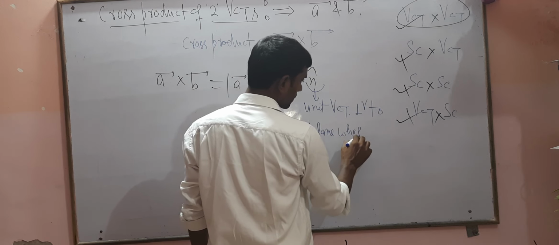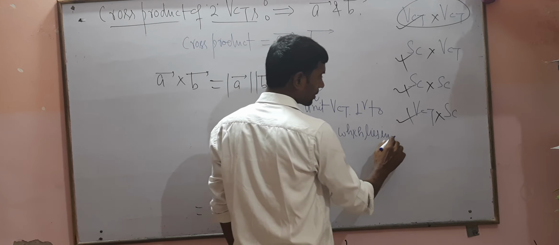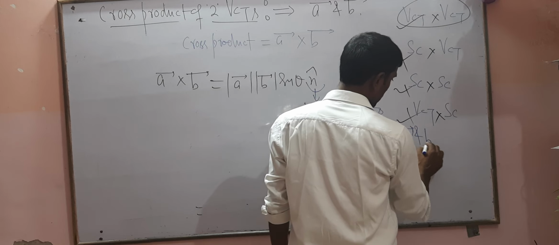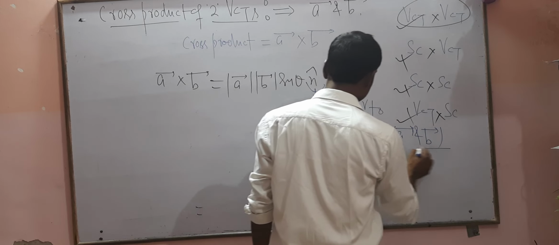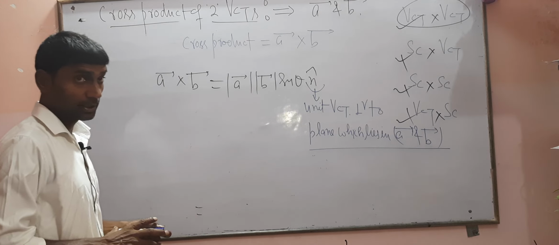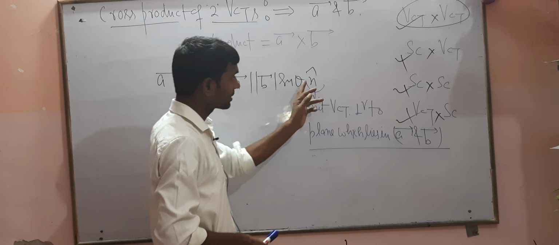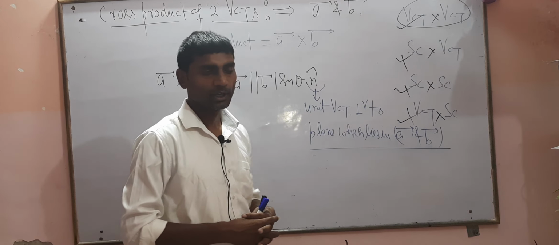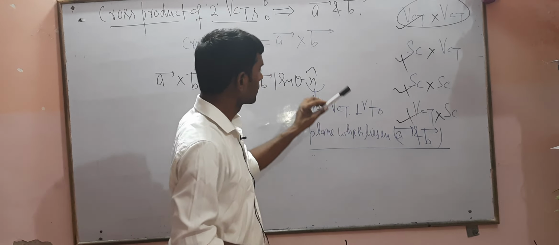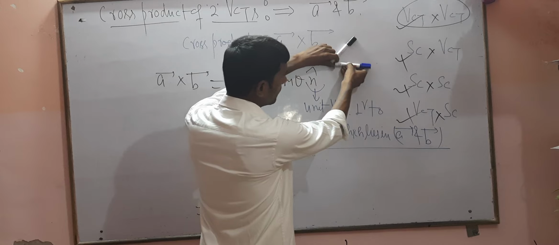which lies in vector A and vector B. Vector A and vector B lie in that plane, and n is perpendicular to it. Let us suppose two vectors. First vector is A and second vector is B. So here, look, this is the A vector and this is the B vector.